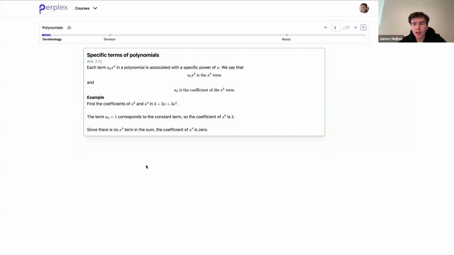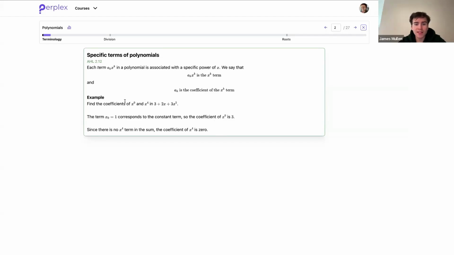An important skill that you need to be able to use is identifying specific terms in a polynomial. So if I ask you to find the x to the power of 6 term in a polynomial, that means I want you to pull out the term that has something times x to the power of 6 and tell me what that is. And similarly, if you're asked for the coefficient of the x to the k term, you want to pull out just the number that's multiplying x to the power of k.